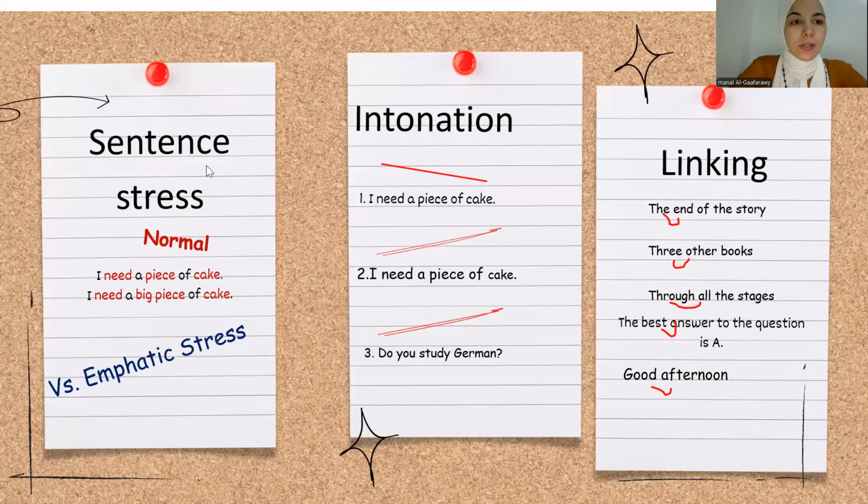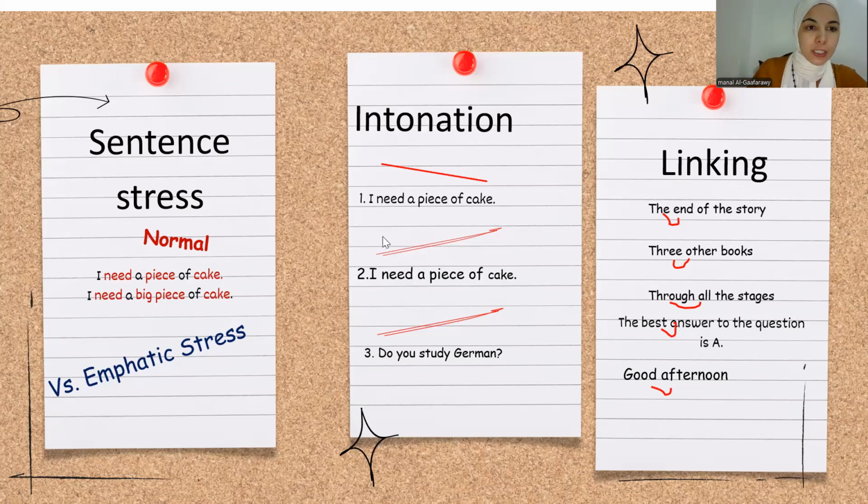And the other feature is sentence stress. When we talk about sentences, normally, when we speak, there are certain word categories that receive stress, or that we need to pronounce louder than the other words in the sentence, because they are content words, or they carry the meaning of the sentence. This is the reason. So the normal sentence stress falls on the nouns, verbs, and I mean main verbs, adjectives, and adverbs.